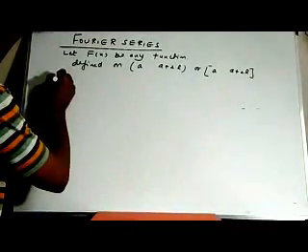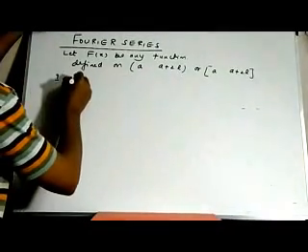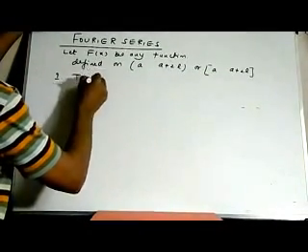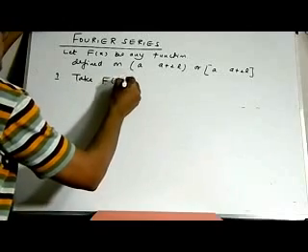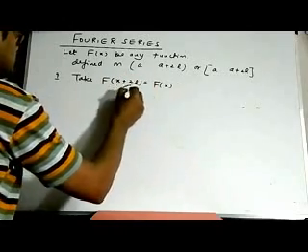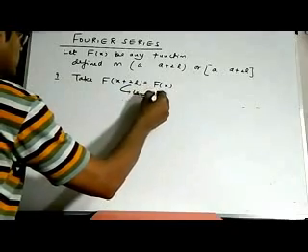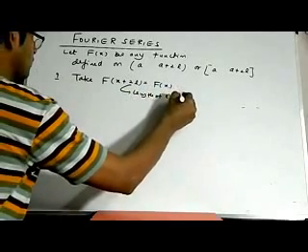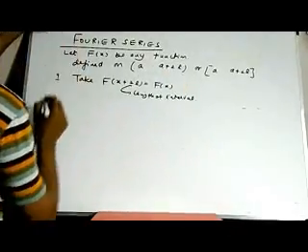Number 1: f of x plus 2l is equal to f(x). This is nothing but the length of the interval. Length of this interval.